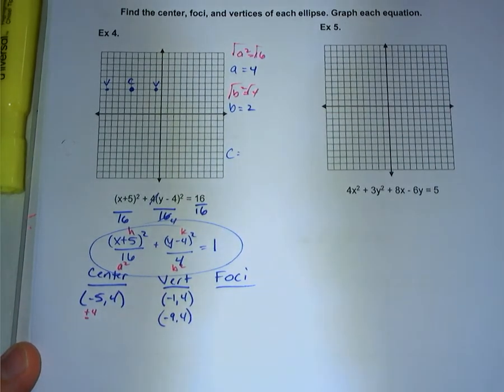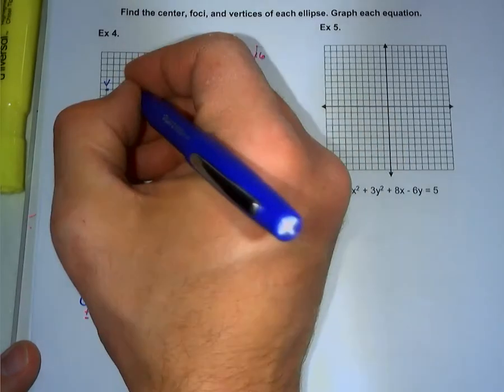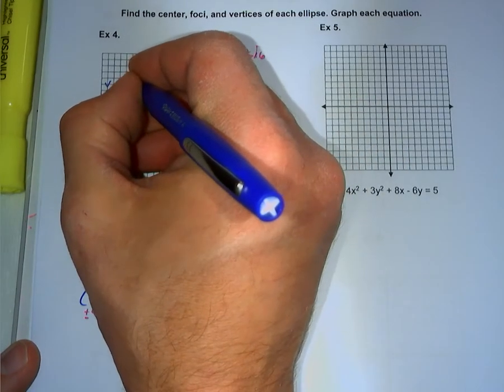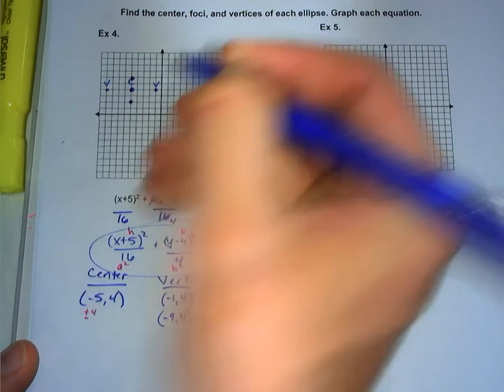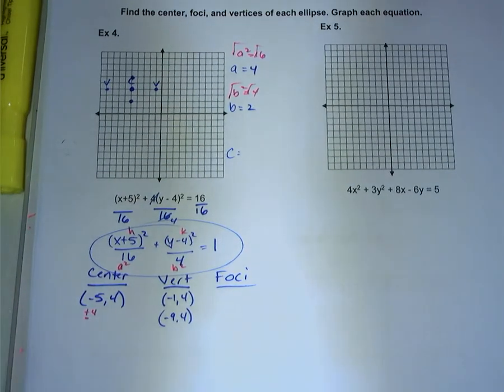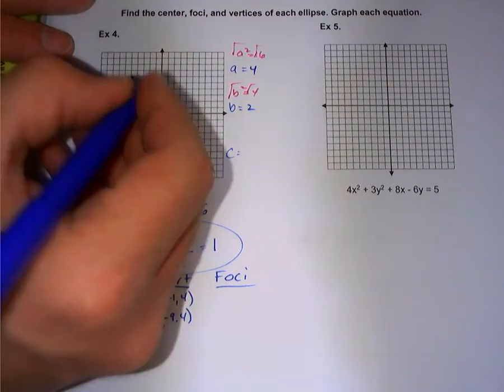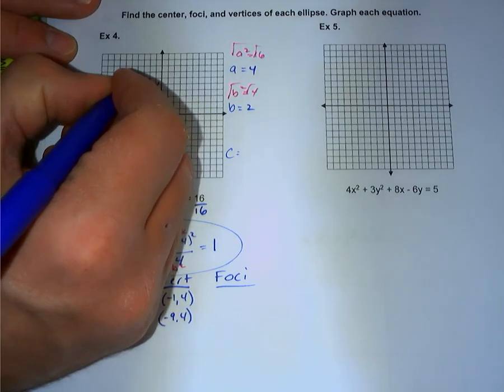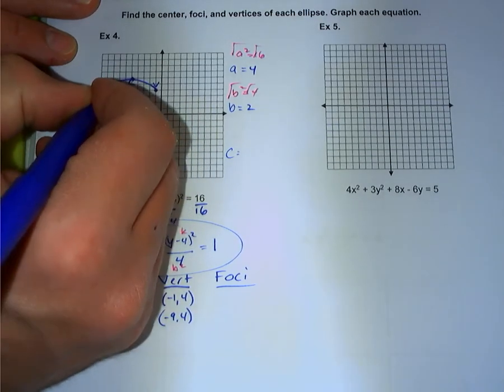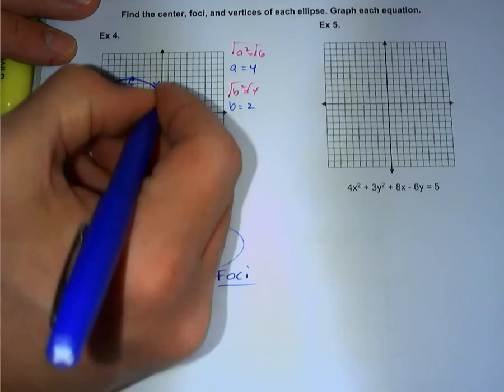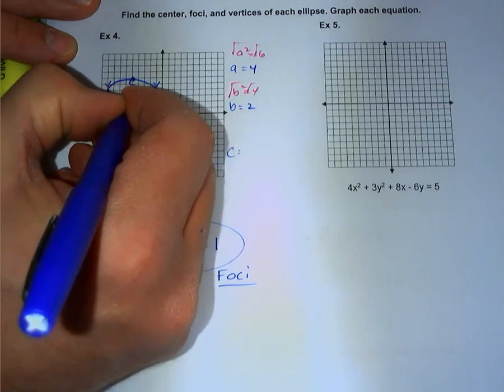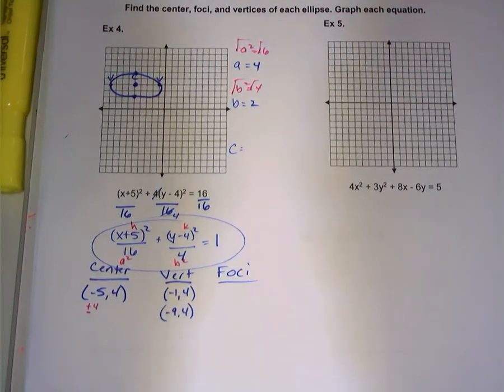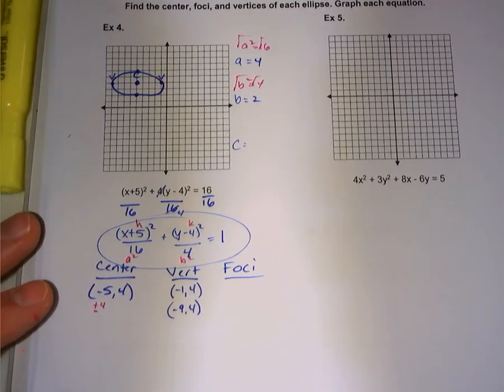So again, whatever's underneath the y's, we go up and down. Whatever's underneath the x, we go side to side. If it just happens to be the x one's bigger, it's stretched more left and right. The y one's smaller, so it's smaller up and down. So 1, 2, 1, 2. Now we make a nice, pretty ellipse. Again, these are curved, like ovals. So there we go. Not perfect, but not too bad. I'll take that.